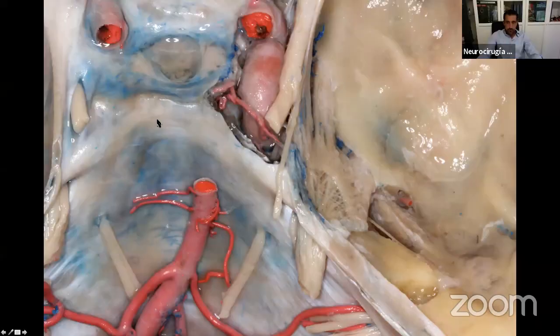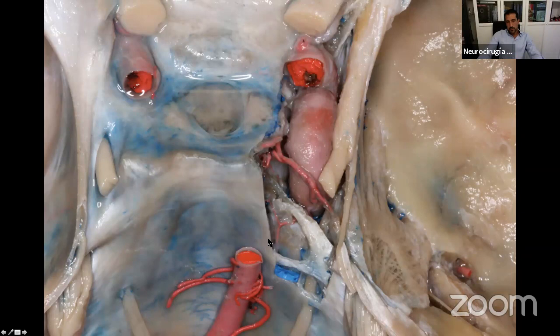We already dissected the middle fossa, the lateral wall, part of the petrous bone and apex of the petrous bone, the roof of the cavernous sinus, and we are going to focus on the posterior wall and sixth nerve. And if we remove the dura, we can see how the sixth nerve is running through the Dorello canal below the petroclival ligament and then runs laterally to the ascending segment of the cavernous carotid artery.